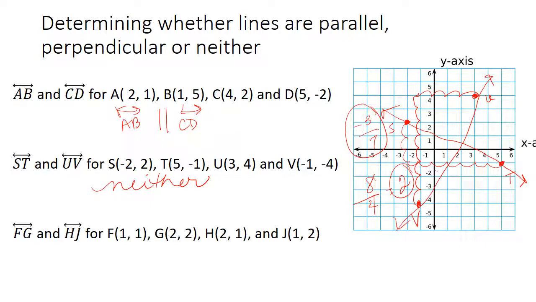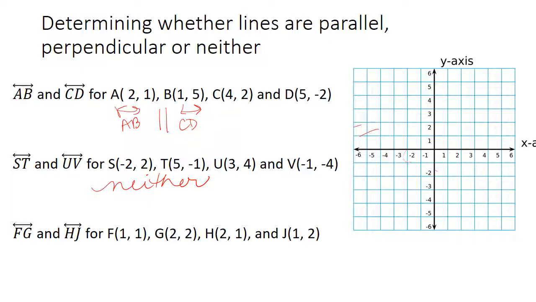All right, let's try one more. When I graph this, I will check the slopes and I will know. So F is at (1, 1). G is at (2, 2). H is at (2, 1). Kind of made this one tight, didn't they? And J is at (1, 2).